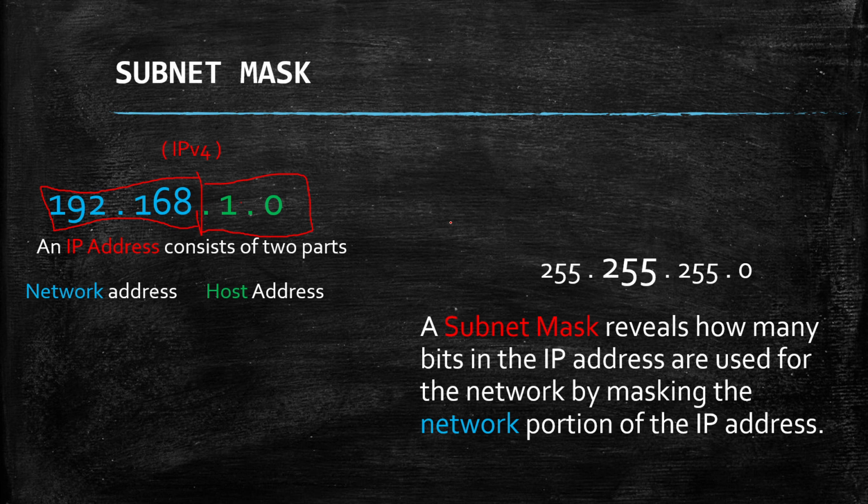Now come to the theory part. A subnet mask reveals how many bits in the IP address are used for the network by masking the network portion of the IP address. Let's go to the next.